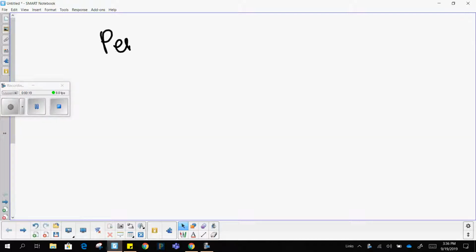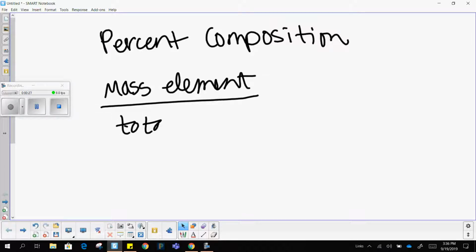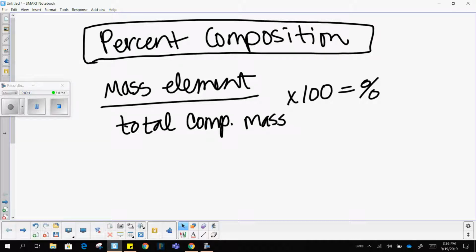So we are talking about percent composition, and I told you in class that what you're going to be doing is taking the mass of an element in a compound, dividing that by the total compound mass, and then multiplying by 100 to get the percentage by mass for that element. So this is actually a really easy process. It's involved, but it is not very difficult.